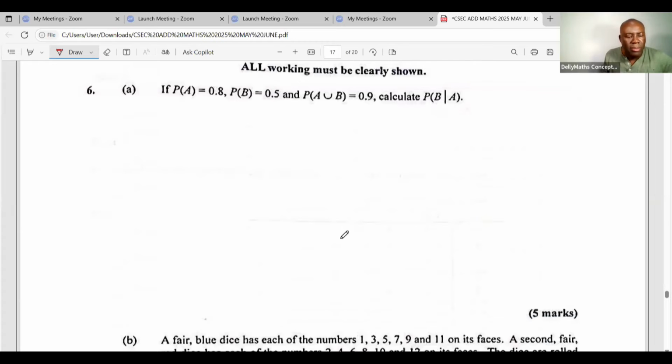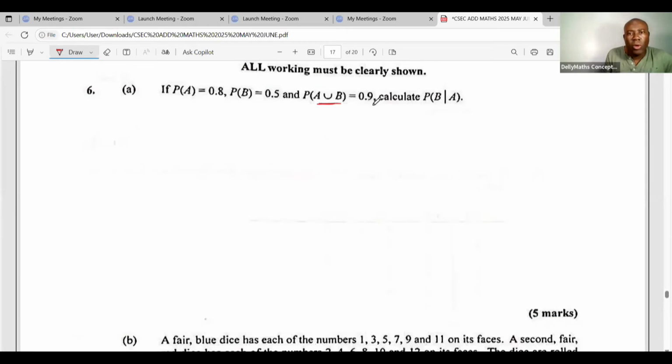All right, so in this probability question, that's where we are almost coming down. So we have the probability of A, which is 0.8, probability of B, 0.5, and A union B is 0.9. We want to calculate the probability of B, but given A.